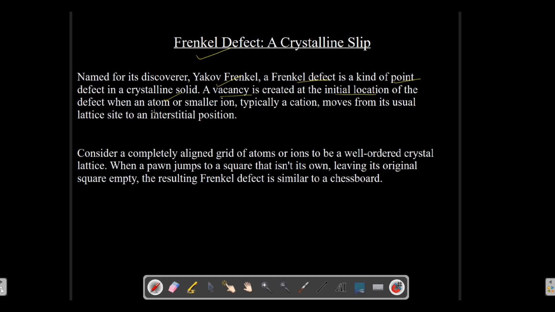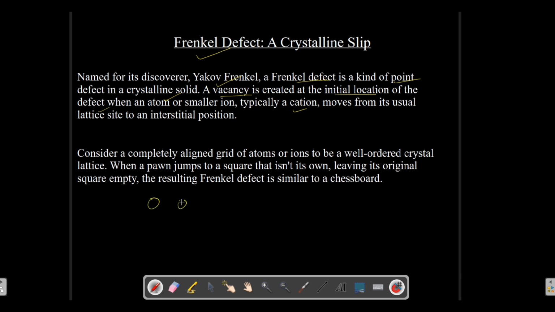at the initial location of the defect when an atom or smaller ion, typically a cation, moves from its usual lattice site to an interstitial position. Let's try to understand this with a sketch. Okay, you will definitely understand it in a simple way.